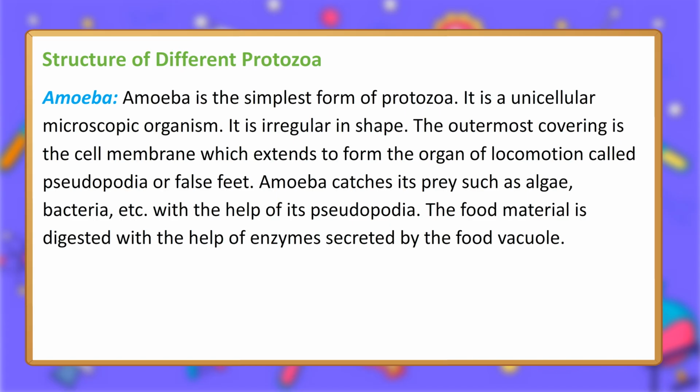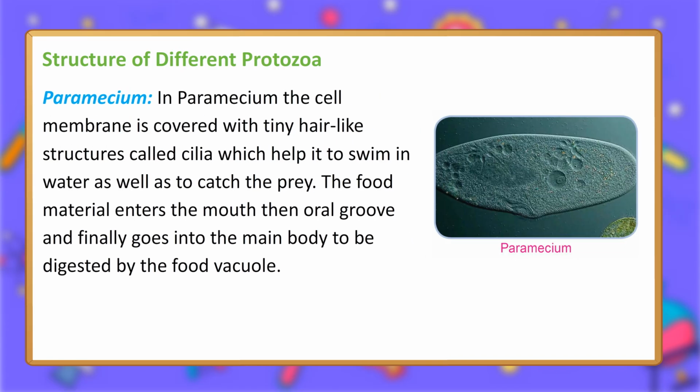Amoeba catches its prey such as algae, bacteria, etc. with the help of its pseudopodia. The food material is digested with the help of enzymes secreted by the food vacuole. Paramecium. In paramecium, the cell membrane is covered with tiny hair-like structures called cilia which help it to swim in water as well as to catch the prey. The food material enters the mouth, then oral groove, and finally goes into the main body to be digested by the food vacuole.